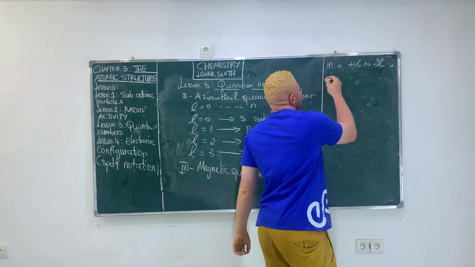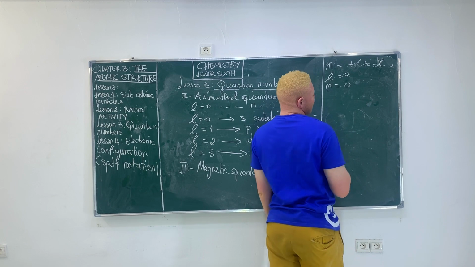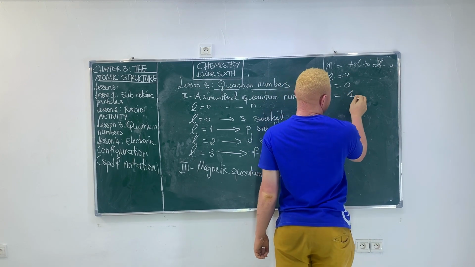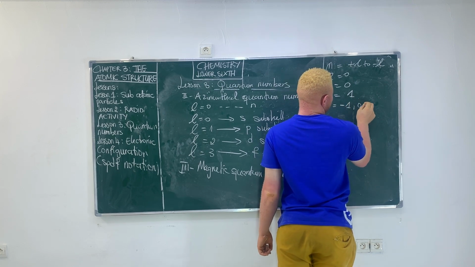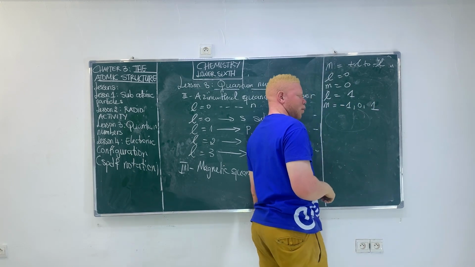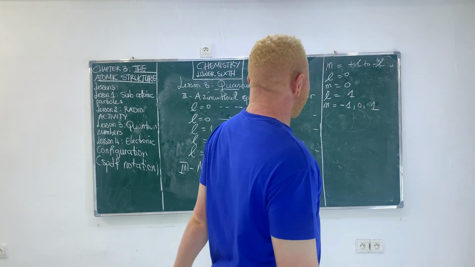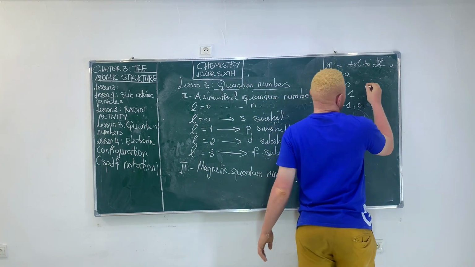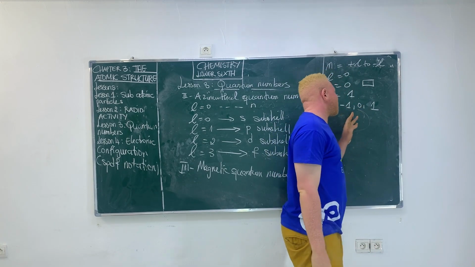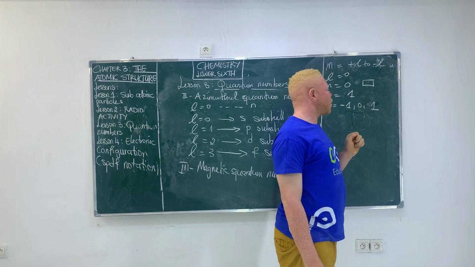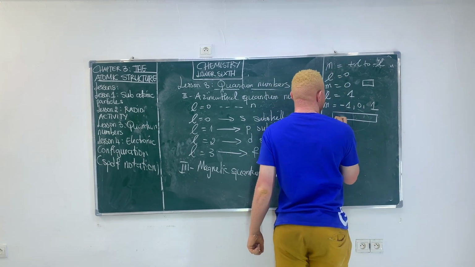For example, if l equals 0, m is 0. If l equals 1, m will be -1, 0, 1. The m of 0 means it has just one quantum case. But here there are three magnetic numbers, which means there are three quantum cases.